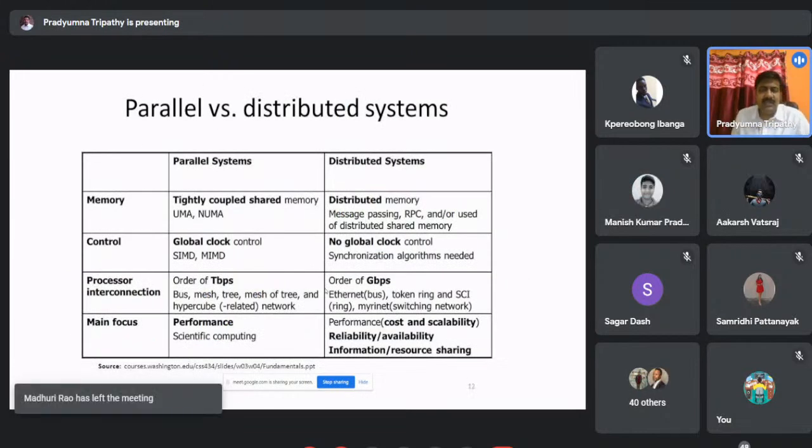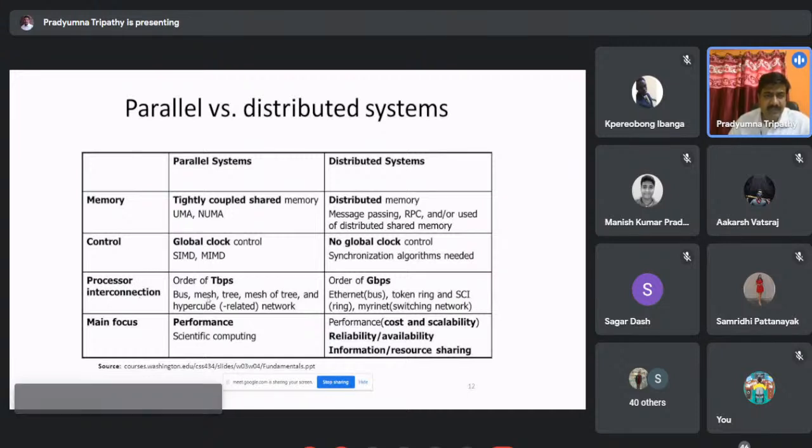So this is basically the difference between parallel and distributed systems. If you talk about the memory, the parallel systems are tightly coupled and distributed systems are loosely coupled systems, and therefore it uses message passing. They are having the shared memory. And it has a global clock for parallel systems, and for distributed systems there is no global clock. So controlled synchronization algorithms are required, because you don't have any global clock.